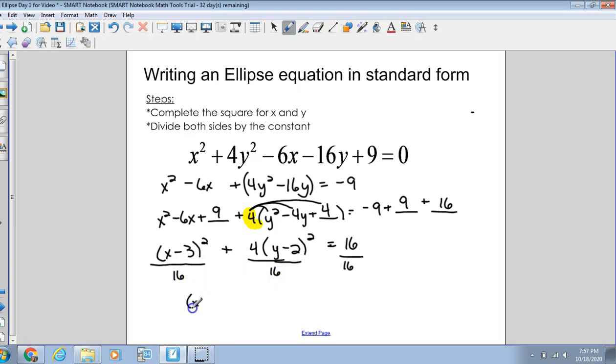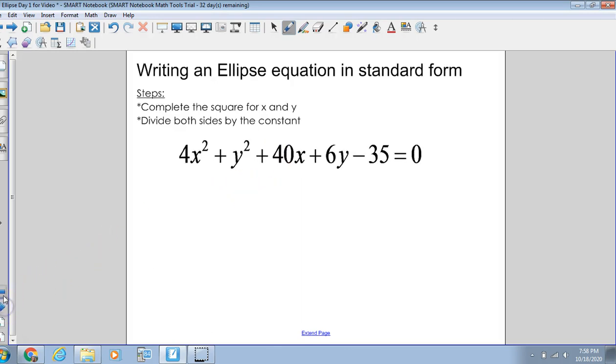Then we have, finally, x minus 3 quantity squared over 16 plus, let's simplify this, 4 and this 16 gives us 1/4, so we'll have y minus 2 squared over 4 equals, on the right-hand side, 1. And there we go. We have our ellipse equation that we completed the square, and now we have it in standard form.